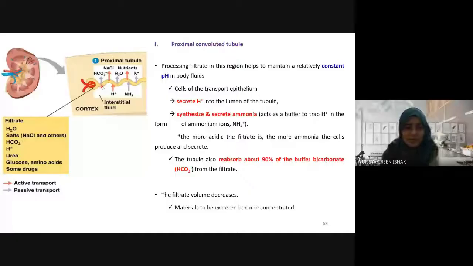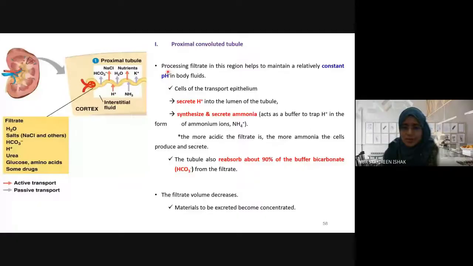bicarbonate ion from the filtrate. From the filtrate, it absorbs this valuable ion, which is sodium bicarbonate. Sodium bicarbonate is really important because this prevents your blood from becoming acidic. It acts as a buffer as well. This is to maintain a constant pH within the body fluid, within your blood for example, from becoming too acidic due to the presence of excess hydrogen ion. We will look at this in the respiratory system chapter, the function of bicarbonate ion.